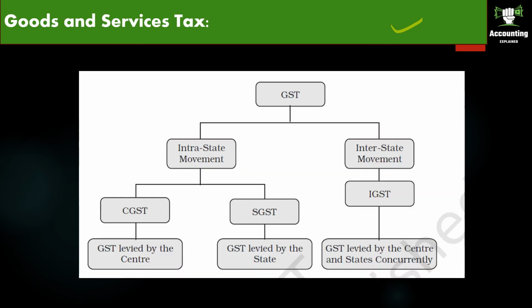This is the flowchart taken from your textbook. Okay. See, GST is there. We have intrastate movement and interstate movement. Let us see intrastate movement. Intrastate means within the state, right? In that we have CGST, that is central GST, and state GST, SGST. CGST is levied by the center. SGST is levied by the state. Next we have interstate movement, that is between the states. We have IGST. What is that? Integrated GST. That is GST levied by the center and states concurrently.